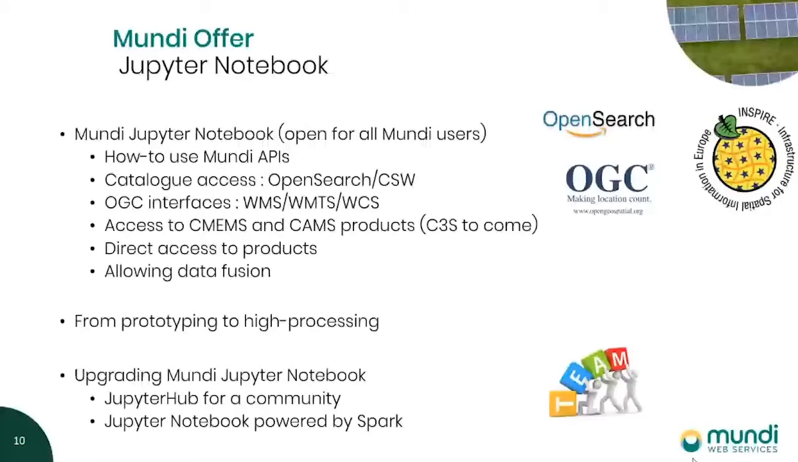So other important APIs we have are the OGC interfaces, which are also free to use through the notebook, but also in any application you could have. It's not only on the notebook, you could use it from your computer as well. On the Jupyter Notebook, you will also find examples of how to use CMEMS data. So it's marine data and also atmospheric data through the CAMS services.